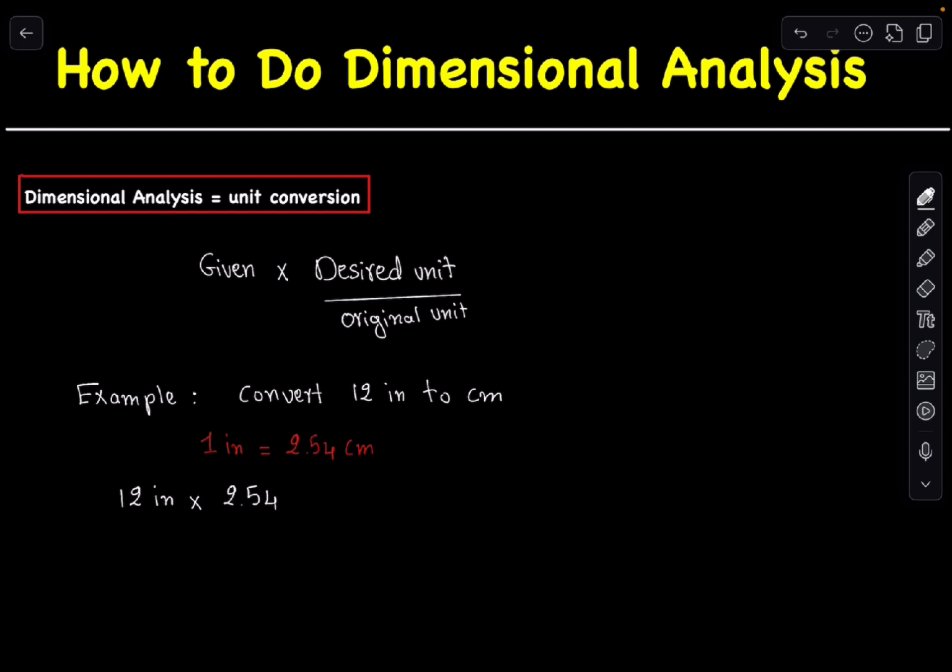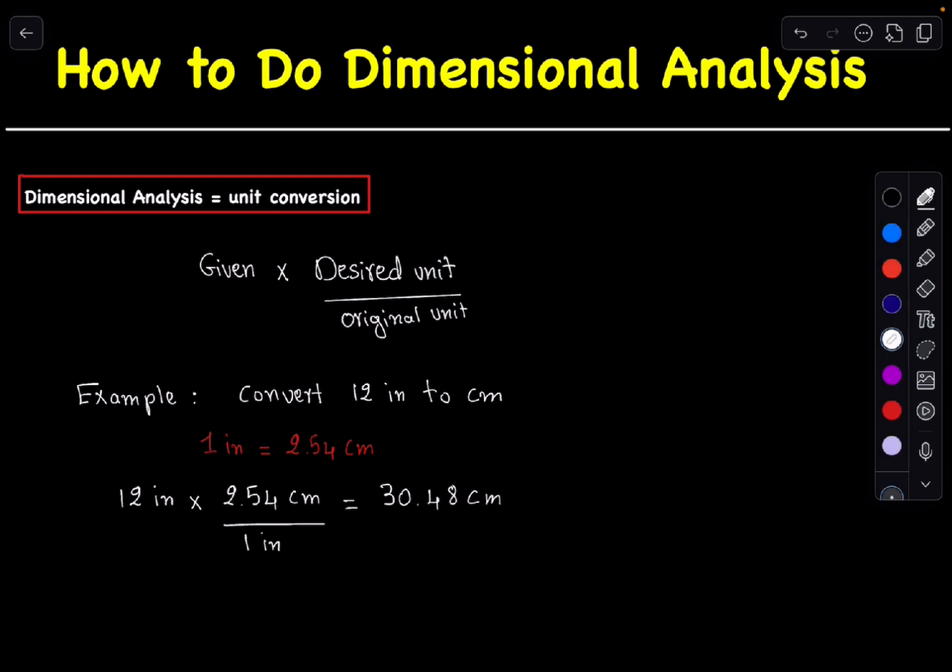So 12 inches times 2.54 centimeters over 1 inch. We want to set it up so that our inches can cancel out. In this way, the inches do cancel, and that gives us 12 times 2.54, which is equal to 30.48 centimeters.